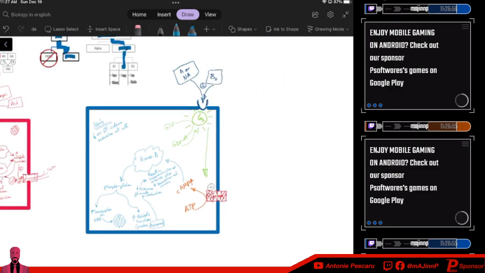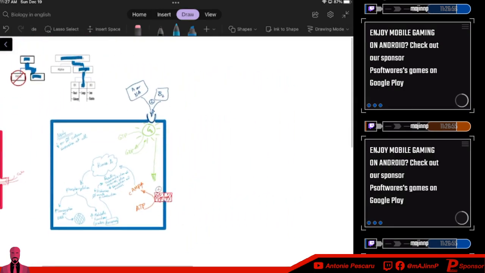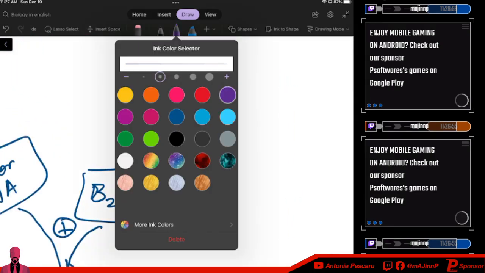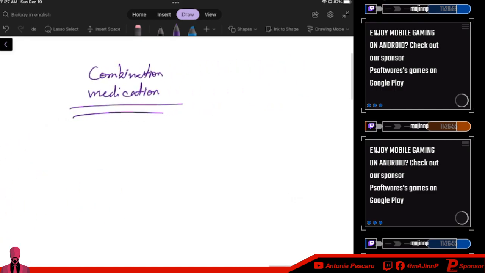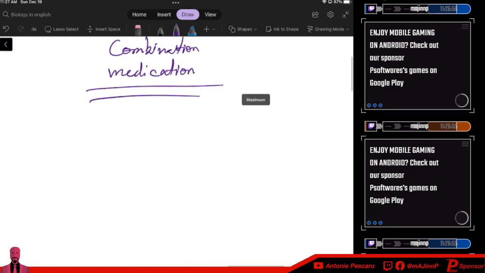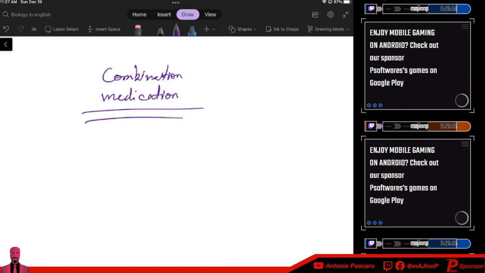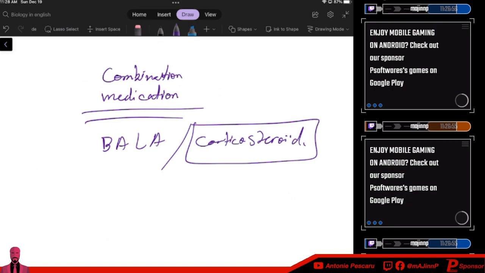All right, now that we finally explained both of them, we can finally go to our combination medication. And our combination medication is composed of two things. If you remember, one of them was our long-acting beta-2 agonist and our corticosteroid. All right. What interests us is the corticosteroid, and this one is fairly simple.